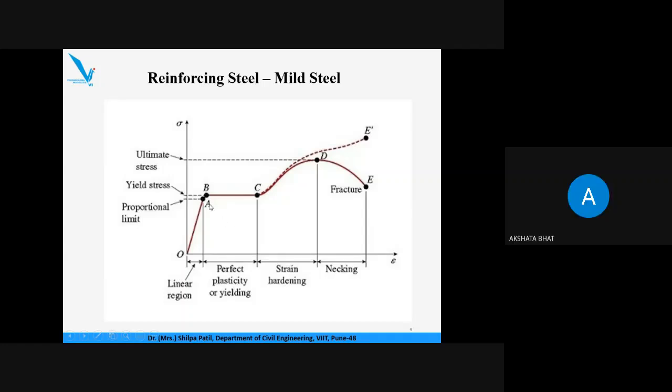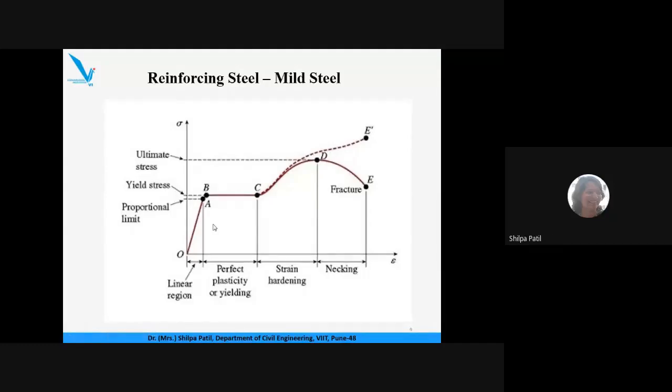That plasticity region was not there, B to C. Yes ma'am. And what about O to A? Ma'am, it was linear initially.